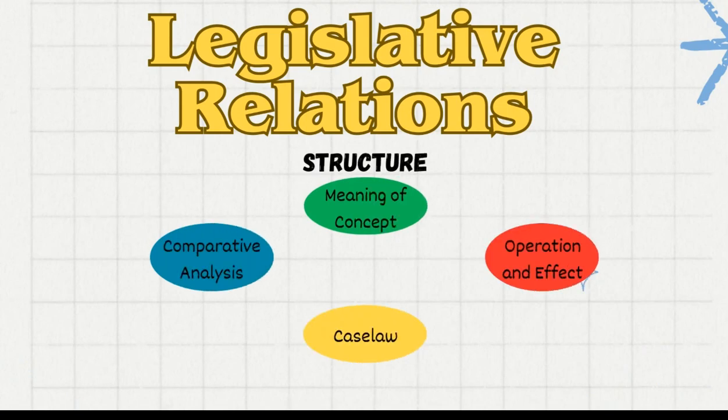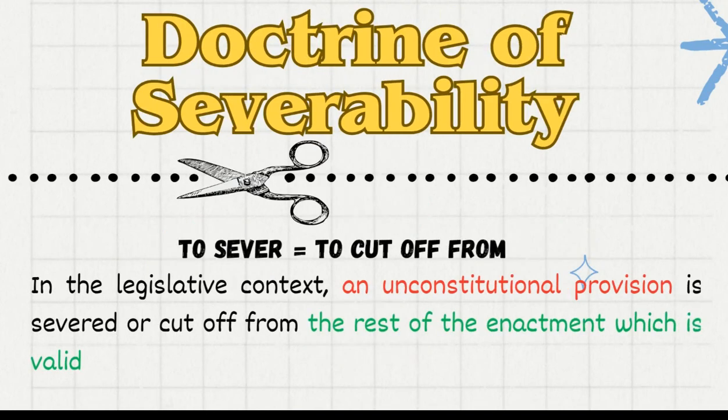We will try to stick to the following lecture structure throughout this lecture. First, we shall understand the core concepts behind all those doctrines. Next, we shall take a look at how those doctrines operate and what their effects are. Next, we shall briefly deal with the relevant case law, and finally, we shall be undertaking some comparative analysis wherever possible for a better understanding of all the topics involved. Let us start this lecture with the doctrine of severability.